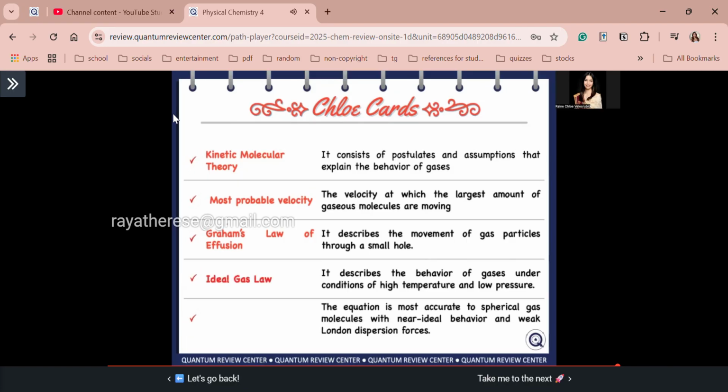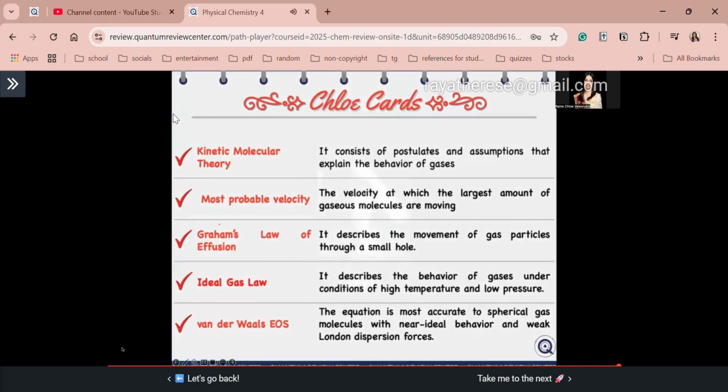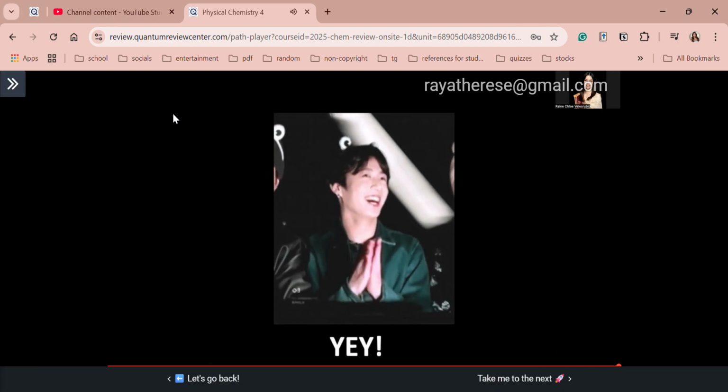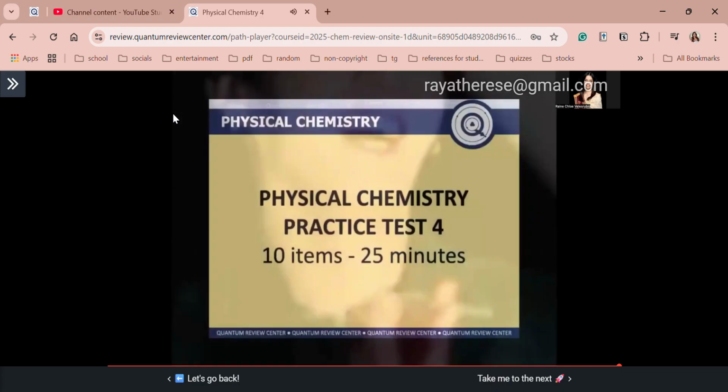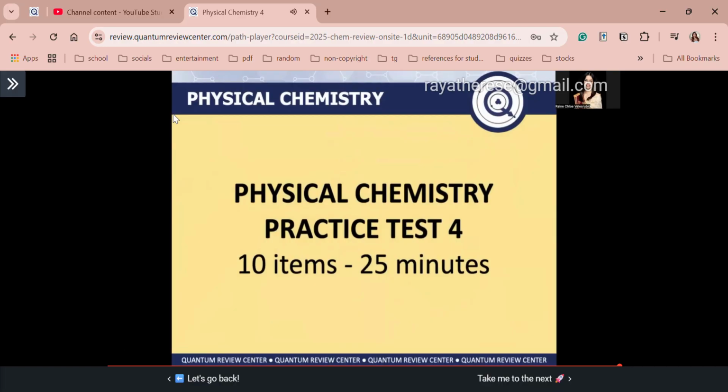Lastly, this equation is most accurate for spherical gas molecules with near ideal behavior and weak London dispersion forces or van der Waals interactions. Correct, it is the van der Waals equation of state. And congratulations, guys, we are done with Crash Course 5. Now you may answer practice test 4 for 25 minutes. And after that, you may proceed to watch your Crash Course 6, the liquid state. Go, guys.